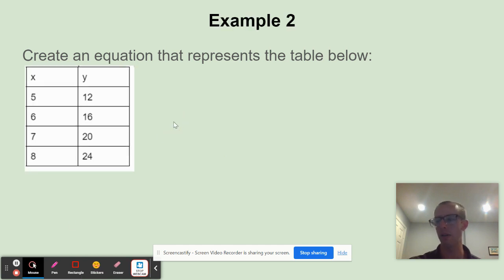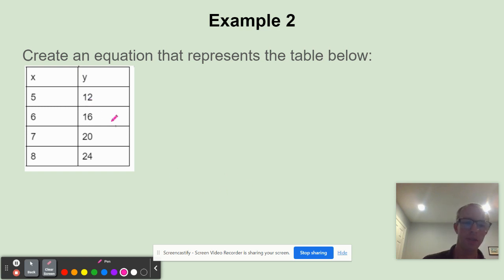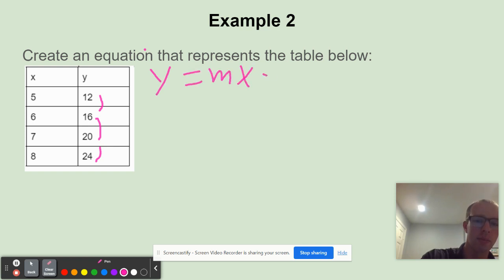All right, example 2. Create an equation that represents the table. It's the same thing, but it is a little bit different, so please don't rush ahead. There is an additional skill that we need here. First, I'm going to check to make sure it's linear. Is this a constant rate of change? Yes. So is this. All right, so it is linear, and I can use y equals mx plus b.